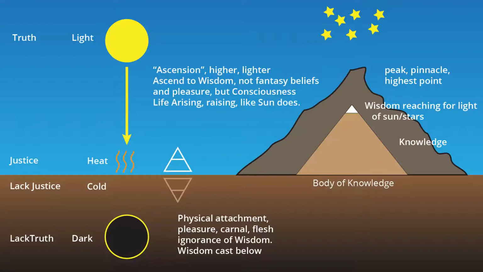So, infographic 16, we have the sun again with the truth and light. And the truth equates to justice, where you have heat. And if you don't have heat below the earth, you have cold. And the cold is a lack of justice. So injustice. And if you don't have heat, and it's cold, and you don't have light, well, then it's dark, and that's a lack of truth. So you have the whole sun, the higher sun, and then you have the black sun.